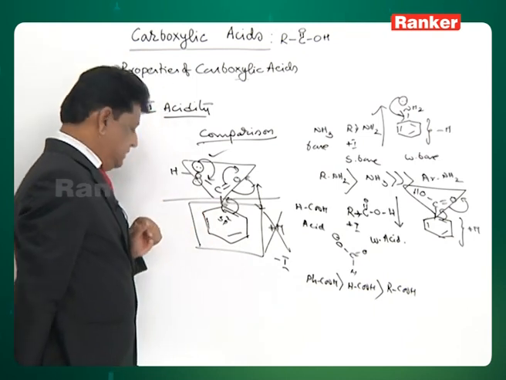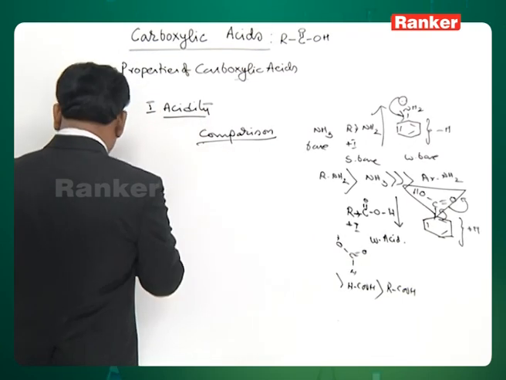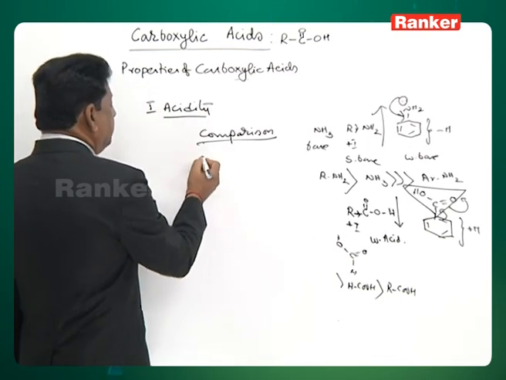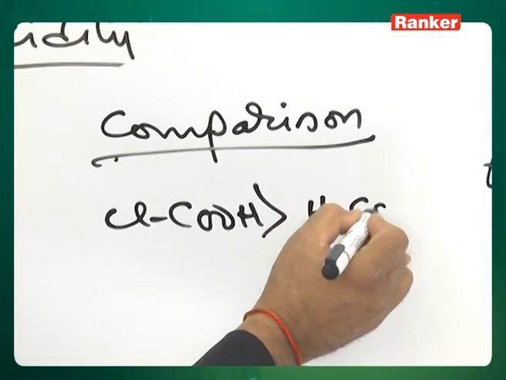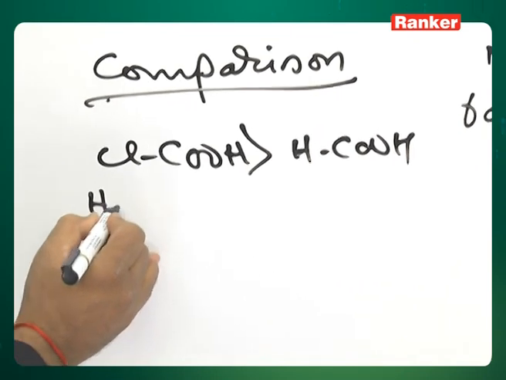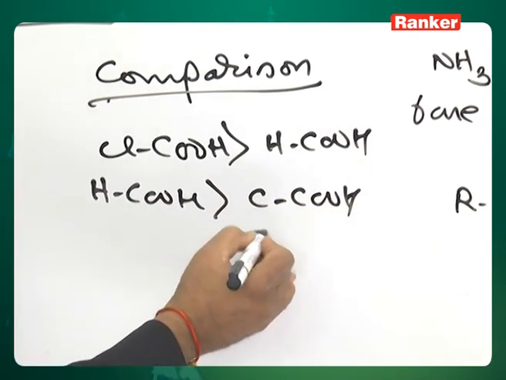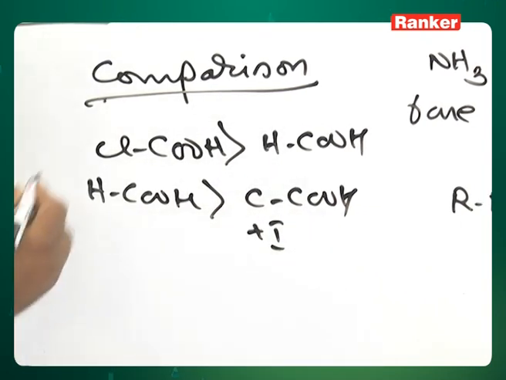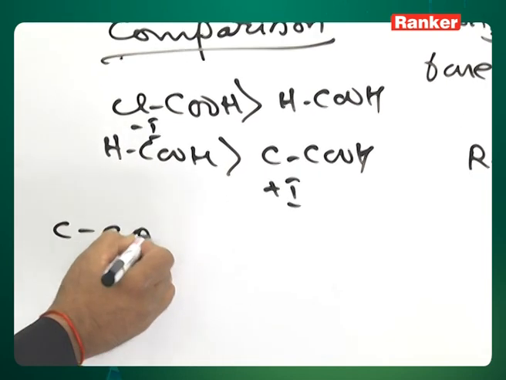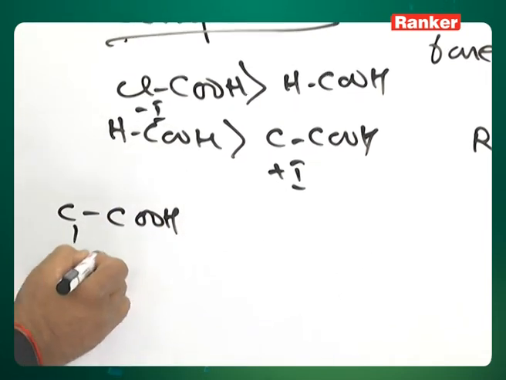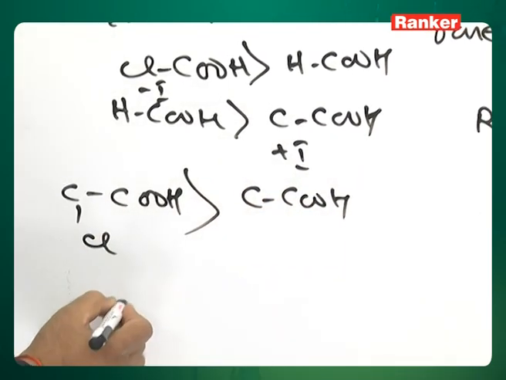However, in aliphatic systems, comparison is very easy. In the aliphatic system, we have a comparison that chloroformic acid is stronger than formic acid, right? And formic acid is stronger than acetic acid, right? This is a plus I effect, therefore, a decreased effect. Minus I effect, increased effect will be there. And it is acetic acid, chloroacetic acid than the ordinary acetic acid, minus I effect.